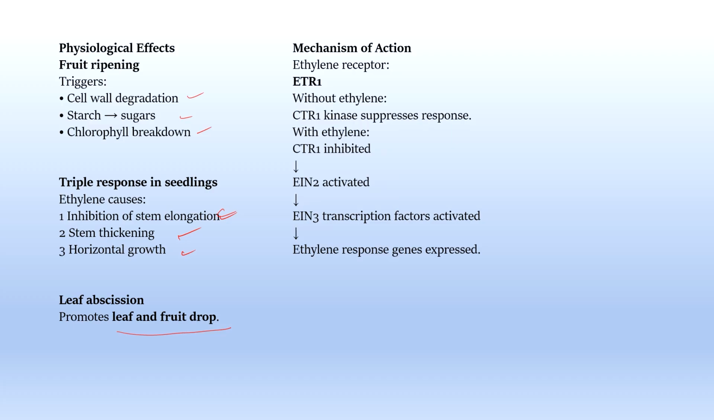Mechanism of action of ethylene. Without ethylene, CTR1 kinase suppresses the response. With ethylene, CTR1 is inhibited, EIN2 is activated. So next EIN3 transcription factors are activated. Next the genes related to ethylene will be expressed. Okay. So what is happening here? CTR1 is inhibited. That's why EIN2 is activated. That is responsible for EIN3 activation. So that ethylene response is activated here.